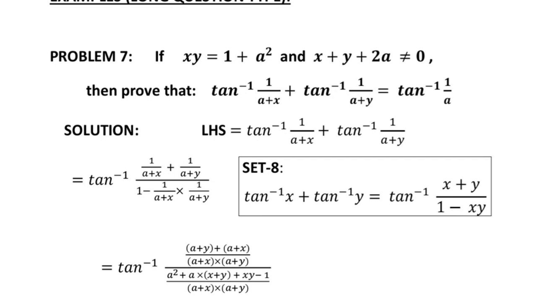Dear students, now we are going to discuss the long answer type problems. Problem 7.